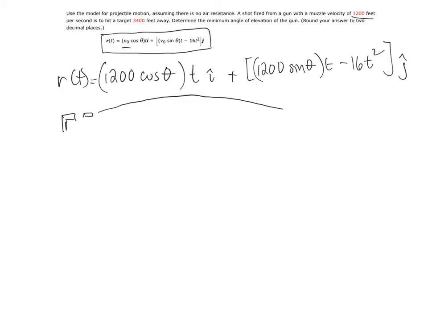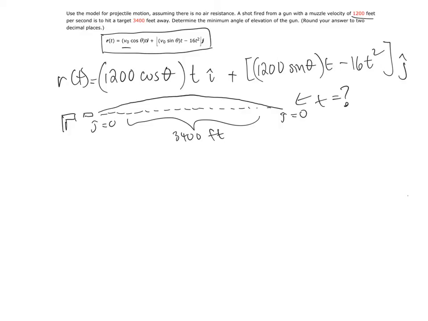So this is when the j component equals 0. We're trying to find a time when the bullet hits the ground 3,400 feet away from where it started. So we need to find a time right here.